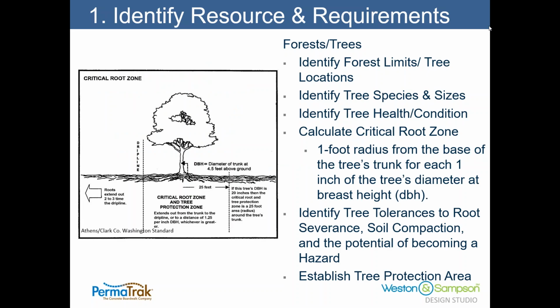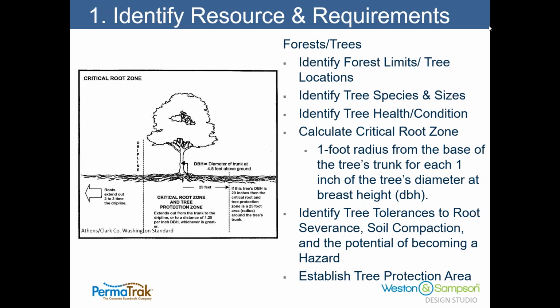Forests and trees are regulated at various levels throughout the country, in some cases at the state level or a local municipality level. But it's really important to know, as you propose a facility through a forested area, where the forest edge is and where the actual trees within the forest are. So in the process, identifying the location as well as the species and sizes of each tree is really important. Not only does this tell you where the actual tree location is, but it allows you to calculate what the critical root zone is. One example is that the critical root zone is a 1 foot radius from the base of the tree for each inch of the diameter at breast height.